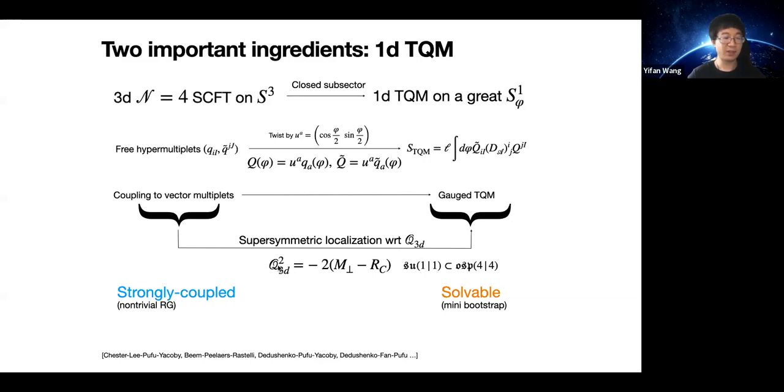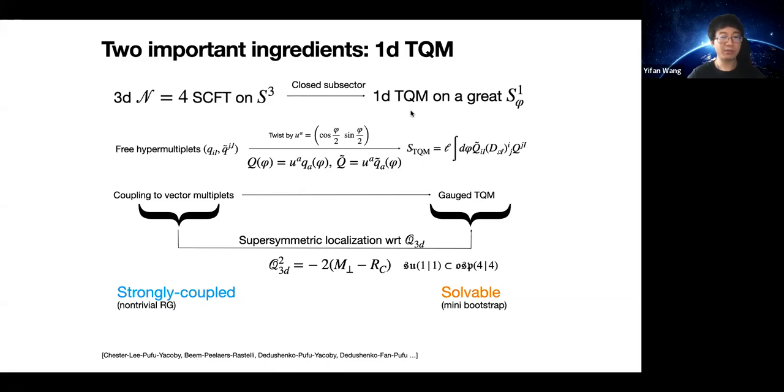And this Q_3D has a very similar structure in that it squares to a combination of a transverse rotation, but now of the S^1 inside S^3, and some R-symmetry rotation. And this generates a subalgebra SU(1|1) inside the 3D superconformal algebra OSp(4|4). This localization analysis was analyzed in this paper.